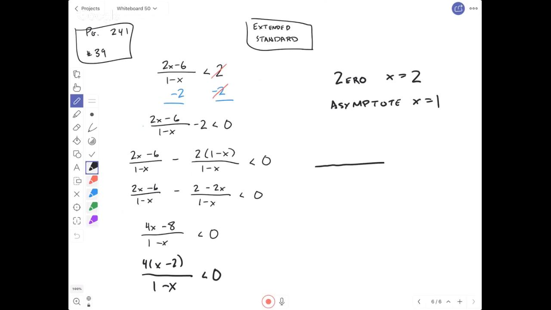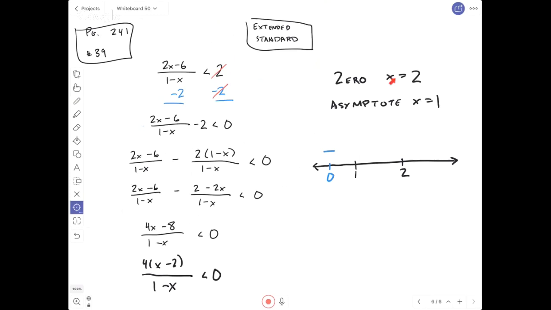And I'm going to make my number line. Here's 1 and here's 2. I'm going to plug in 0 to start with, because 0 is a nice, easy thing to plug in. 0 minus 6 over 1, that is clearly less than 2. Same thing over here: 0, negative 8 over 1, clearly less than 0. So in this section, when I plug in 0, I get a negative value.